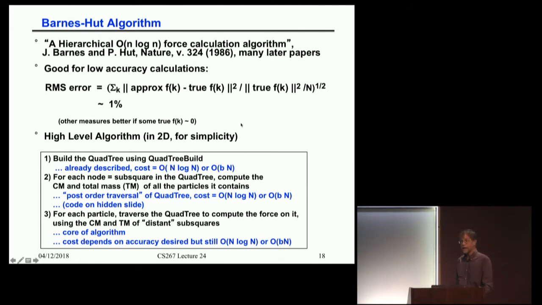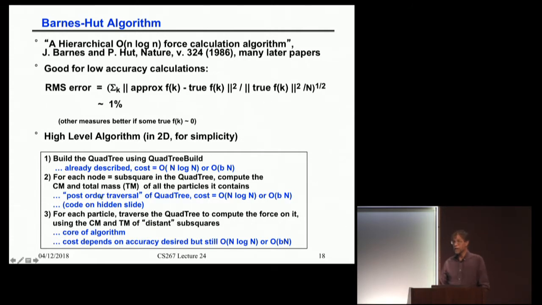So here is the high-level algorithm that we're going to use for that. First, we build a quad tree, and I already showed you how to do that. I didn't show you the code, but it's already there. Then the second step is, for each node in the quad tree, which means each square in that picture, I'm going to compute the total mass and the center of mass of all the particles in each square. That's what I'm going to use to compute the force if you're far enough away from that particular square.